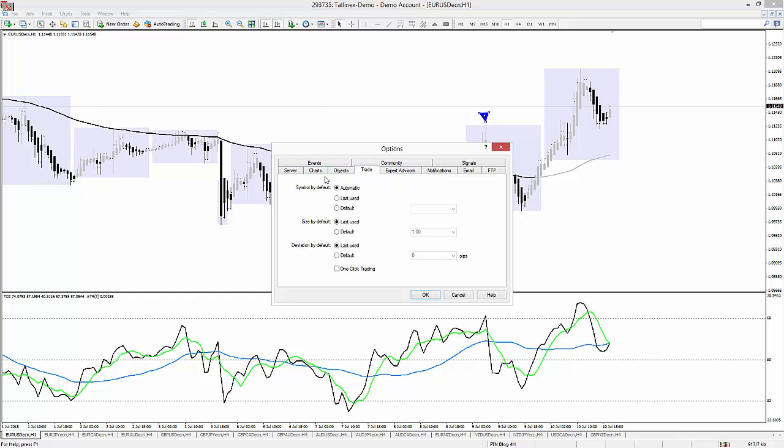Where is that? I'm looking for that option. Oh, objects. Here it is. 0 pixels. Okay.